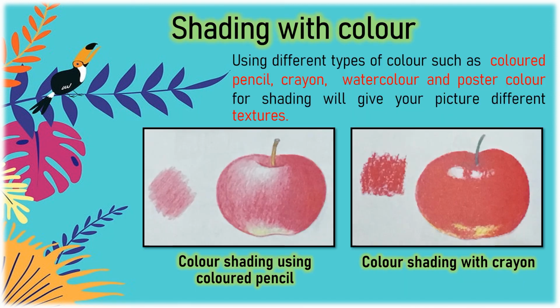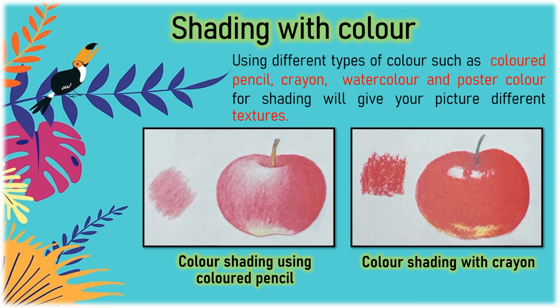Shading with color. As well as line shading, we can also create light and shadow by shading with color. Use a lighter shade where the light strikes and darker tones for the shadows. Using different types of colors such as colored pencil, crayon, watercolor, and poster color for shading will give your picture different texture.